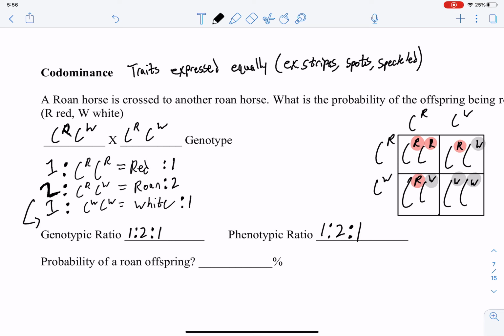Okay. And then we ask, what is the probability of a roan offspring? So we have 2 roans out of 4, so that's just 2 out of 4, or 50%. And then probability of a red or white horse, well, if it's a red horse, it would be 25%, and a white horse would also be 25%. But there you have it for codominance.